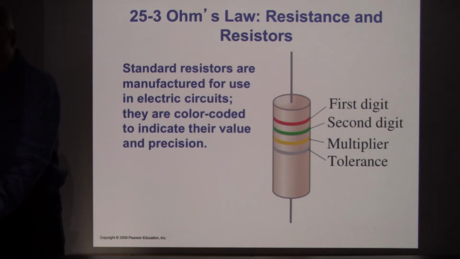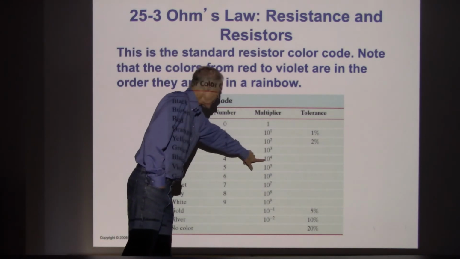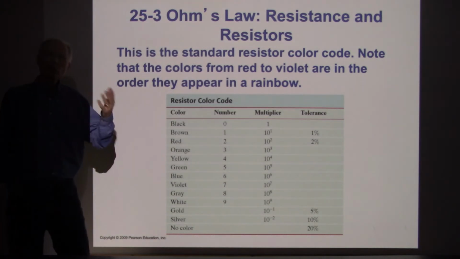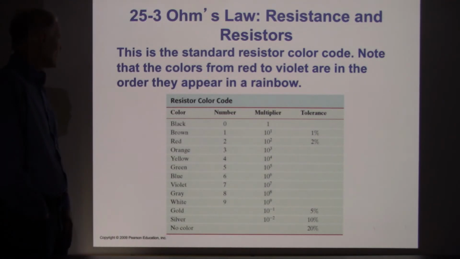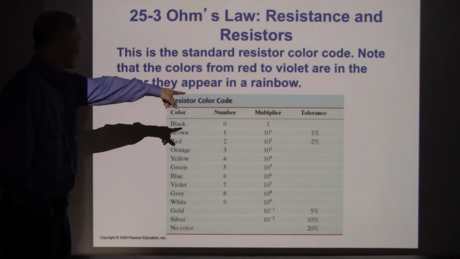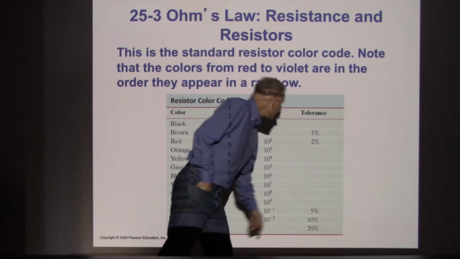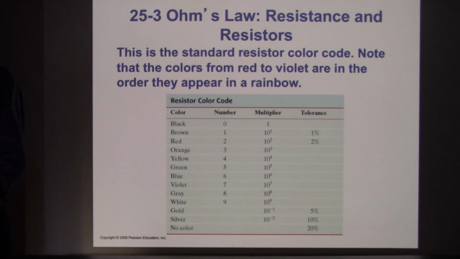The multiplier band looks like it's yellow. At least that's my... ooh, that's 10,000. So 25 times 10,000 is 250,000. That's a lot of ohms. And then the last one says how reliable it is. Now ours had a silver band, and a silver band says that this resistor is reliable to within 10% of the stated value.